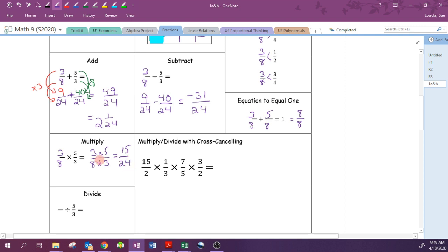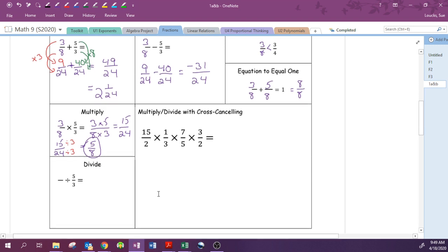But then you need to reduce that if you can. So I've got 15 over 24, and both of those can be divided by 3. So I'm going to divide the top by 3 and divide the bottom by 3. So 15 divided by 3 is 5, and 24 divided by 3 is 8. So our answer is 5/8.